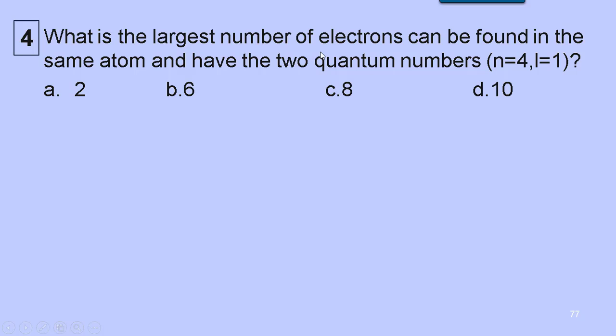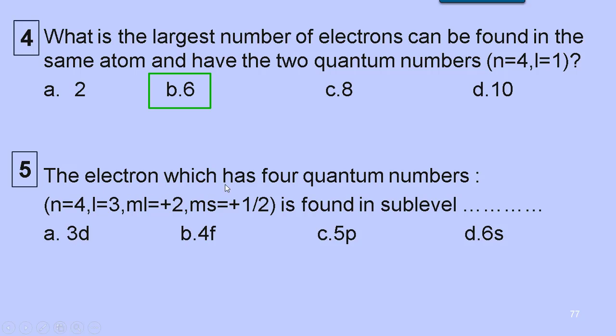What is the largest number of electrons that can be found in the same atom and have the two quantum numbers n equal 4 and L equal 1? We are in principal energy level 4. L equal 1 stands for sublevel P, and sublevel P is occupied with 6 electrons. So the largest number of electrons that have the two quantum numbers n equal 4 and L equal 1 equals 6 electrons.